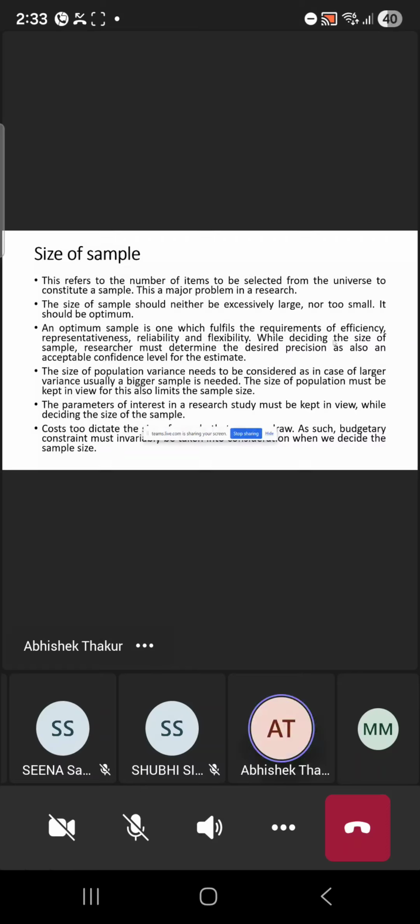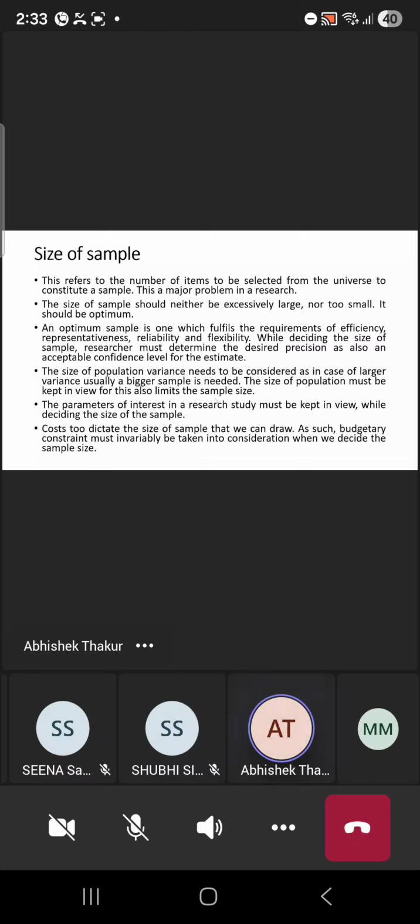So you must consider different points: how varied the population is, the total population size, how much money you have, and how accurate you need the results to be. So these are the points which need to be considered when we are selecting the sample size.